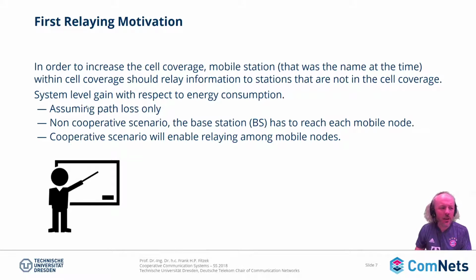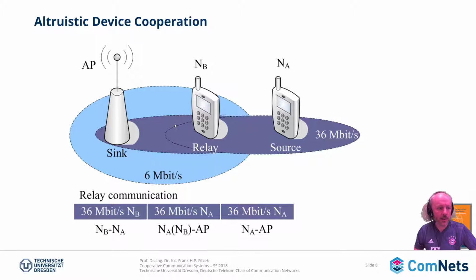If you look into something very simple, like assuming solely the path loss, you have two scenarios, two strategies. One is non-cooperative, where the base station can only reach the mobile device; if it reaches the mobile device, there's connectivity, and if it does not, then we don't have connectivity. Or in the cooperative scenario, you will see that other devices might be helpful in relaying something. Normally, we would do this on the board and explain it in more detail. I will try to do this also here with my slides.